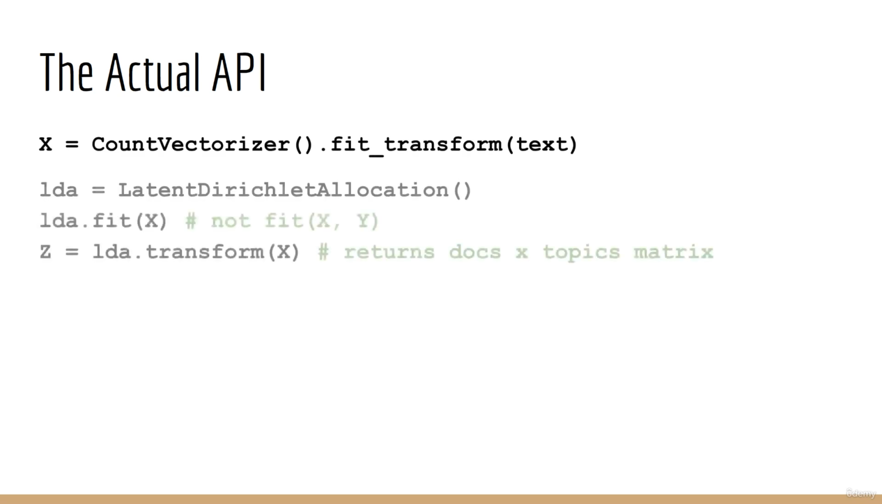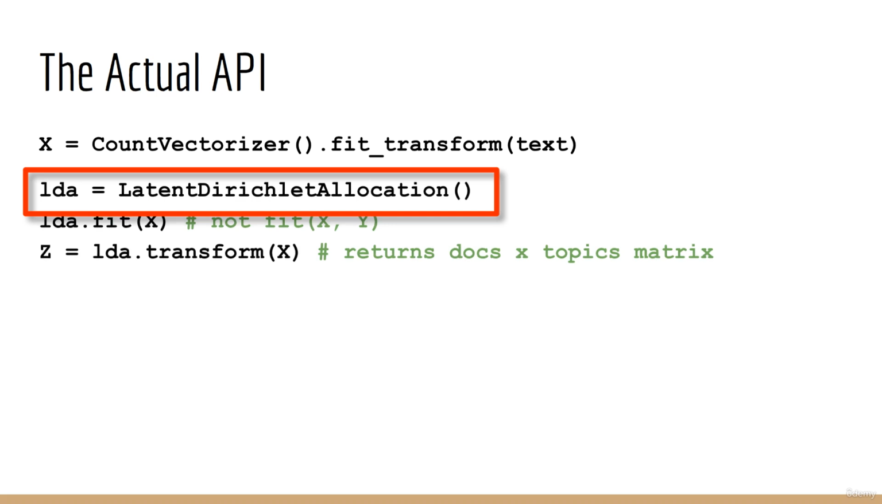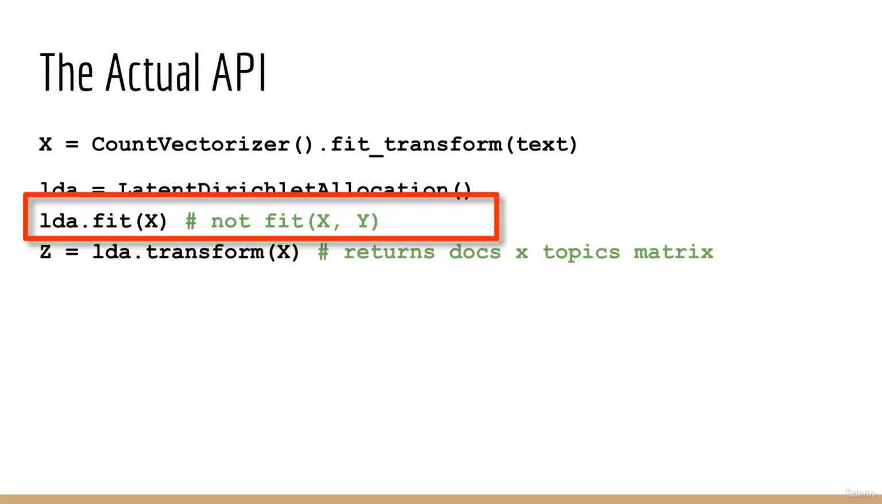We then create an object of type latent Dirichlet allocation, as we normally do. We then call the fit method on our object, passing in X, as we normally do. Note that, unlike supervised learning, unsupervised models only take in the input dataset, but there are no targets. So in supervised learning, you'll recall that this looks like fit(X, Y), where Y is an array of targets. But we don't have targets, so there is no Y array.